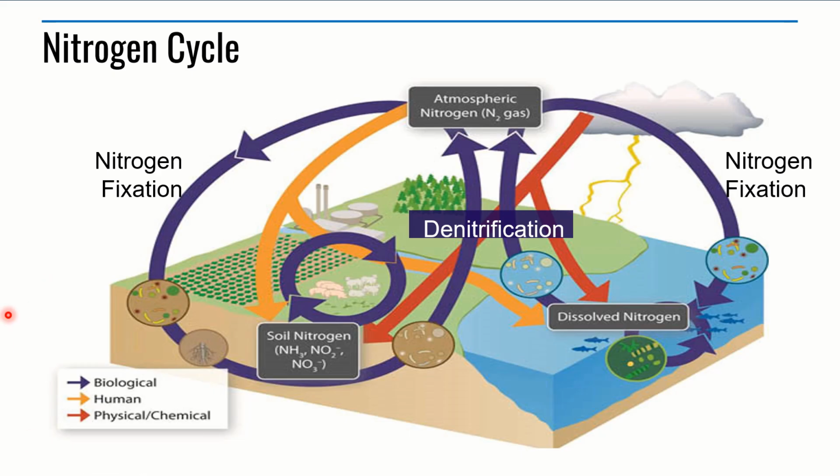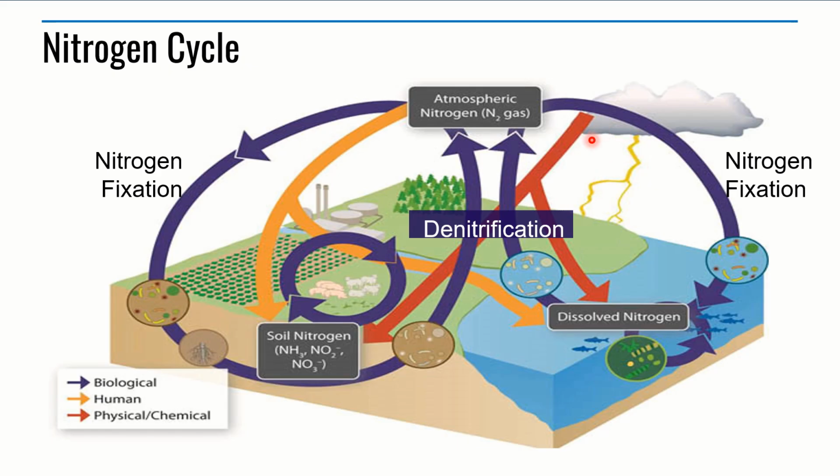So here's the diagram from the textbook, which divides it into biological, human, and physical and chemical processes. One thing to point out on this one is there are some physical and chemical processes. For example, nitrogen fixation can actually be done by lightning as well. So it's not only done by bacteria, it's primarily done by bacteria, but it can also be done by lightning.